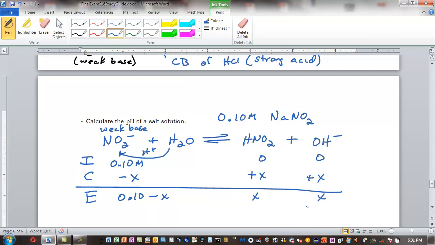And you've seen this ICE table before. No surprise. Now, the ICE table itself isn't hard, but you have to have the right reaction. Okay, so use the Bronsted definitions, use the Arrhenius definitions to guide you to write the correct thing.